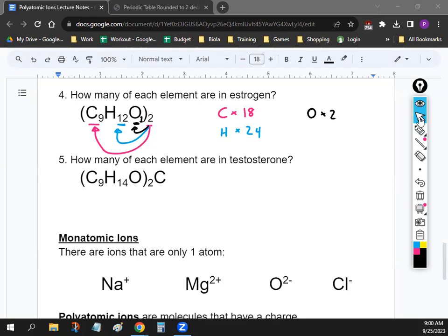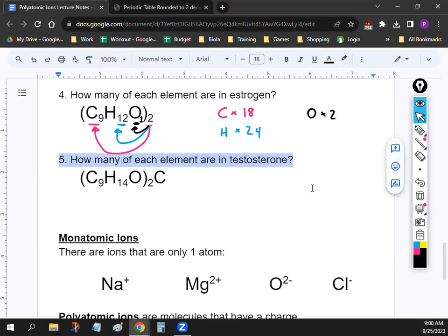All right, so I'll give you guys about a minute. See if you guys can do number 5 with the person next to you. This time, the other human sex hormone, testosterone. I want you guys to figure out how many of each element there are inside of testosterone using this formula. So take a minute to do that, and then we'll go over it together.